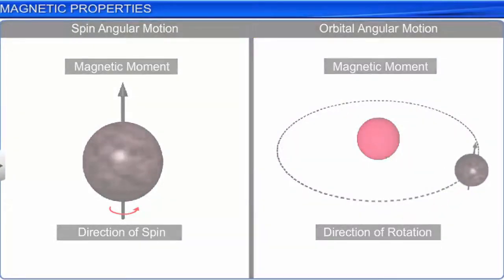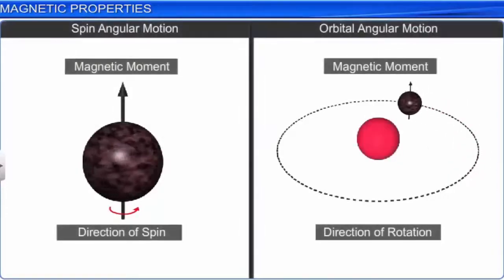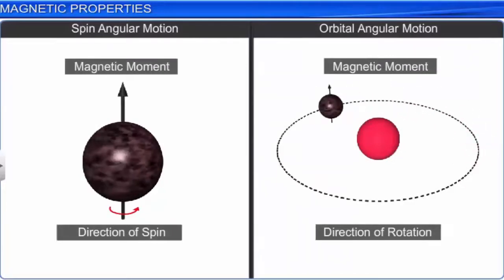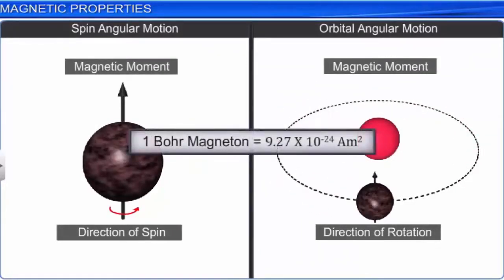Thus, every electron has a permanent spin magnetic moment and an orbital magnetic moment associated with it. The values of magnetic moment are very small and are measured in units called Bohr magneton. 1 Bohr magneton is equal to 9.27 into 10 to the power minus 24 ampere meter square.